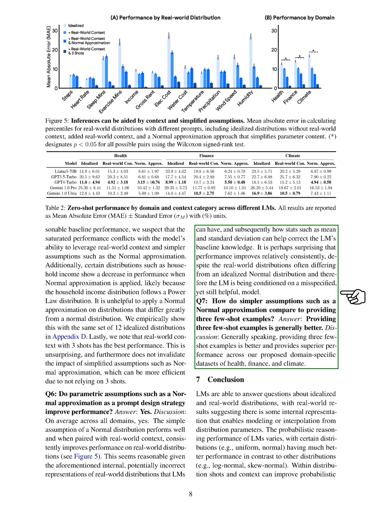Lastly, we compared the effectiveness of using a normal approximation versus providing 3 few-shot examples. We found that giving 3 few-shot examples generally led to better performance across health, finance, and climate datasets.